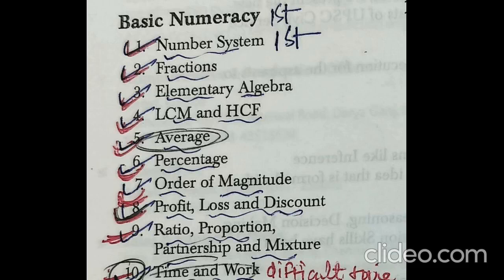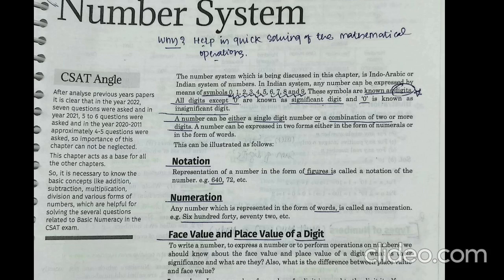Basic numeracy, chapter number one, that is number system. So here, in one go, we are recording 6 chapters: number system, fraction, elementary algebra, HCF and LCM, average and percentage. So let's start with chapter number one, that is number system.